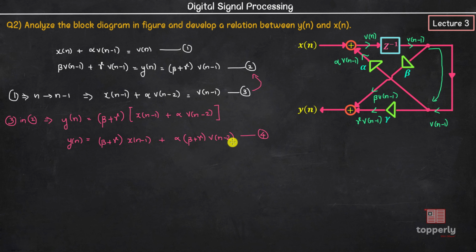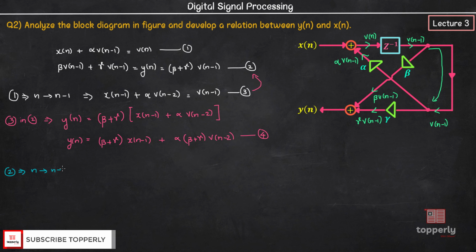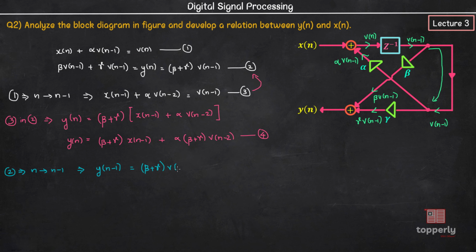Now we need to eliminate this v of n minus 2 out of this equation. For that, let us delay equation 2 by 1 unit. So replacing n in equation 2 with n minus 1, we have y of n minus 1 equal to beta plus gamma into v of n minus 2, which gives us v of n minus 2 equal to y of n minus 1 by beta plus gamma. Let us name it as equation number 5.